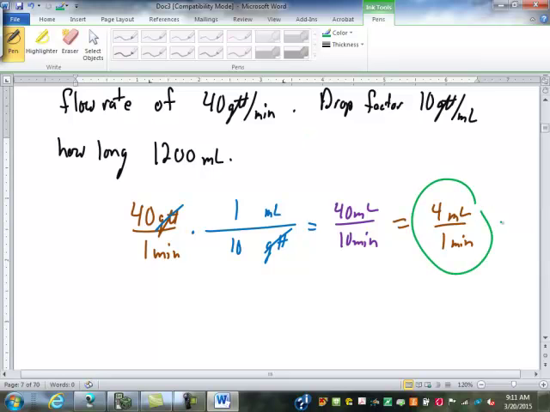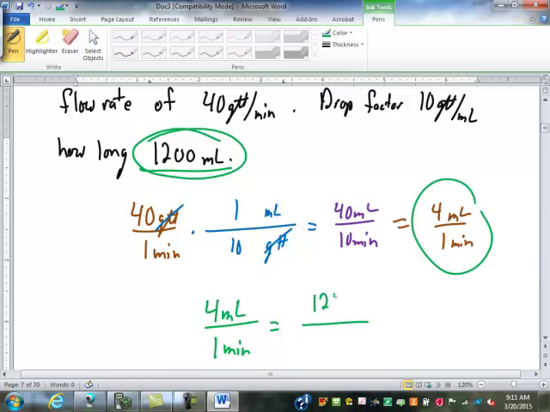So now I can do one of two things. I can convert this to hours, milliliters per hour, because 4 milliliters per minute is an awful small amount. Or I can go ahead and use a proportion to figure out how many minutes it's going to take to get to 1,200 milliliters. Either one would be okay at this point. I'm going to go ahead and do that first, figure out how many minutes. So 4 milliliters per 1 minute is going to take how long to get 1,200 milliliters into my patient? So 1 times 1,200 divided by 4 is 300 minutes.